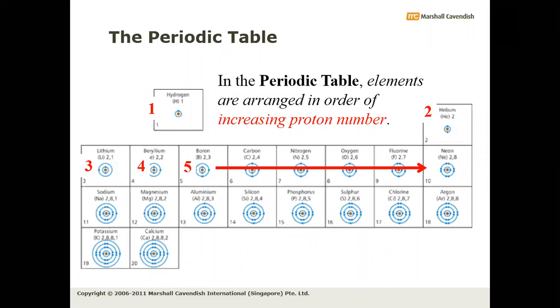But you see the number of protons and electrons are increasing. For example, in the third period, sodium has 11 protons, magnesium has 12, aluminum has 13, silicon has 14, and argon has 18. So the number of protons is increasing, the number of electrons in the valence shell is also increasing, and that's why the attraction between the nucleus, the protons, and the electrons in the outermost shell is increasing.